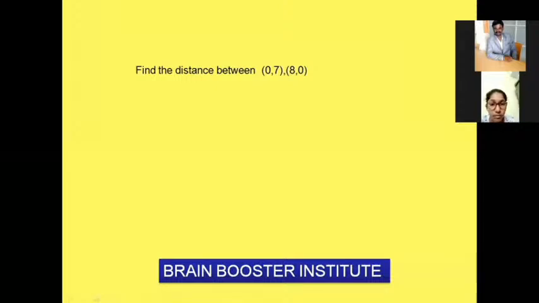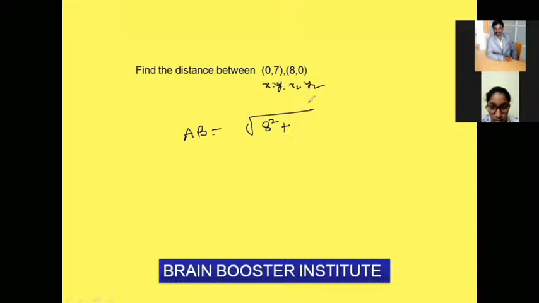So, find the distance between 0 comma 7 and 8 comma 0. Then we need to solve this. Here this is x1 and y1, and x2 and y2. Now the formula, I'm writing directly here. AB is equal to the square root of x2 minus x1, nothing but 8 minus 0 is 8, so 8 square, plus 0 minus 7, minus 7 whole square.